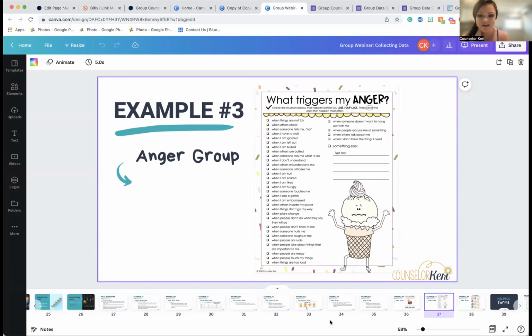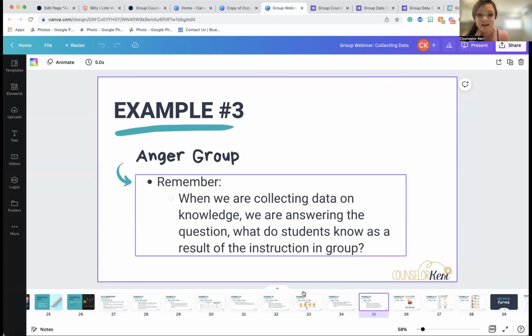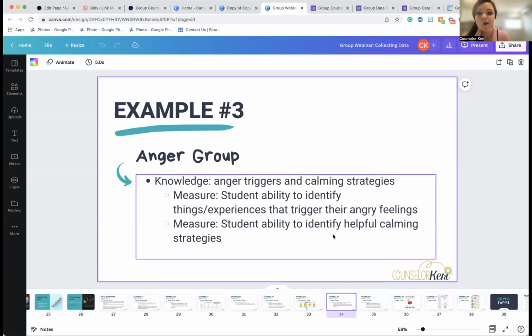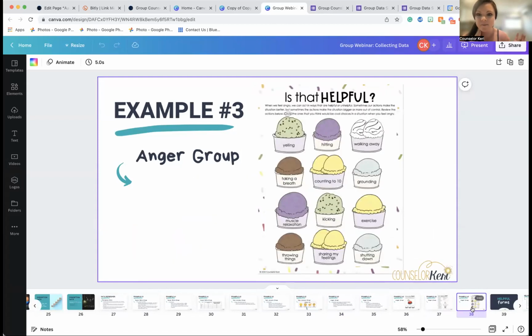Now, the second piece of that, I said we're going to look at, can they identify helpful calming strategies? This is just another page from that same workbook. It's called like helping myself cool down. It's all like ice cream themed. So that's why it looks like this. So this is about helpful versus unhelpful strategies.